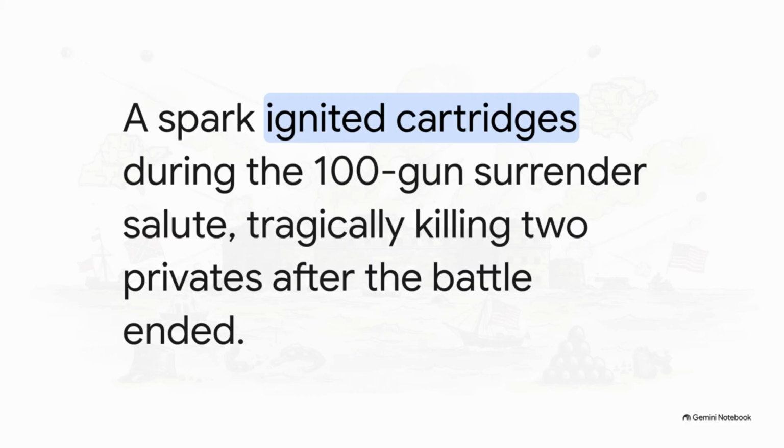lowering it, but as they reached the 50th shot, a stray spark ignited some exposed gunpowder cartridges, causing a massive explosion. The blast mortally wounded Privates Daniel Huff and Edward Galloway. They became the very first casualties of the American Civil War, accidental deaths occurring after the battle had already officially ended. They immediately stopped the salute at 50, lowered the flag, and the surviving Union men sailed for New York.